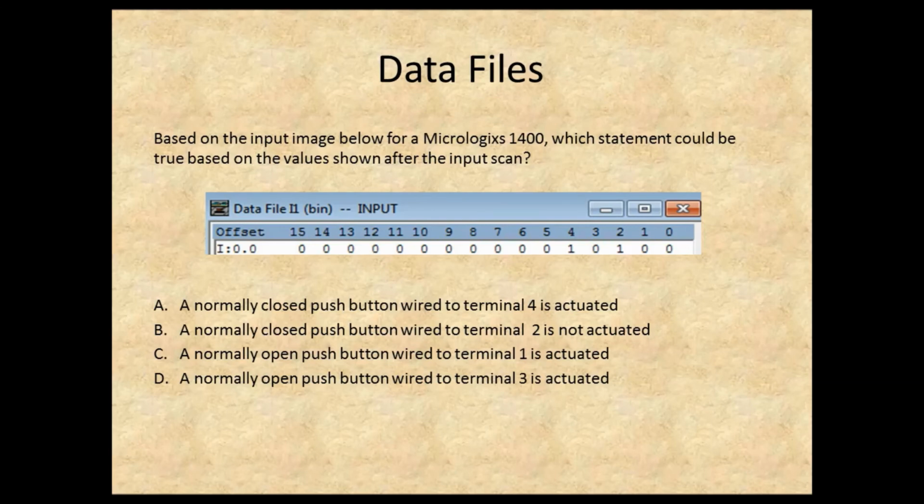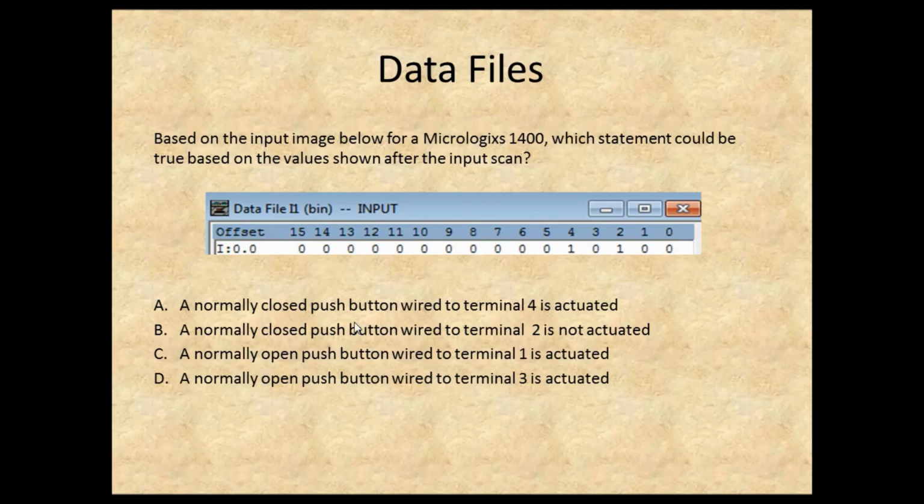So our data files, based on the input image below: I actually went in and opened up the software and took a picture of the data file for the inputs for this MicroLogix 1400. And we looked at this, and I can say that this is for I:0.0. So this is for the whole 16-bit word, word 0, for this input file. And we got a high at bit 2 and bit 4.